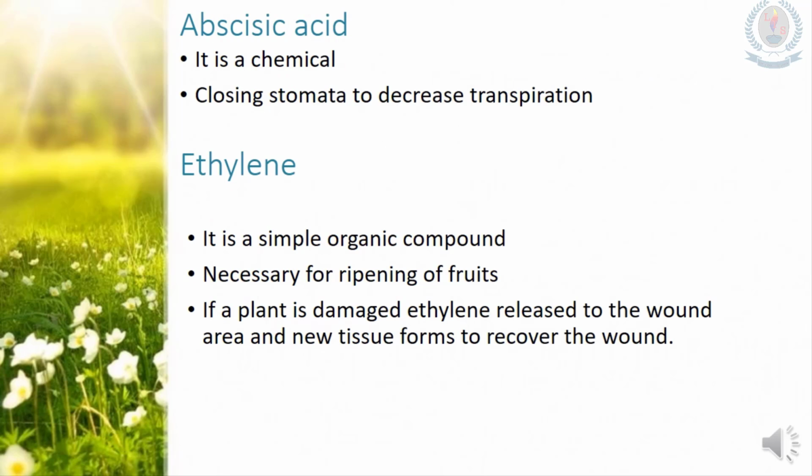And let's see another two simple growth substances. Abscisic acid, it's a chemical and it is very important to close the stomata and decrease transpiration during the dry season. And ethylene, it is also a simple organic compound and very important in ripening of fruits. And also if a plant is damaged, ethylene is released to the wound area and new tissues form to recover the wound.